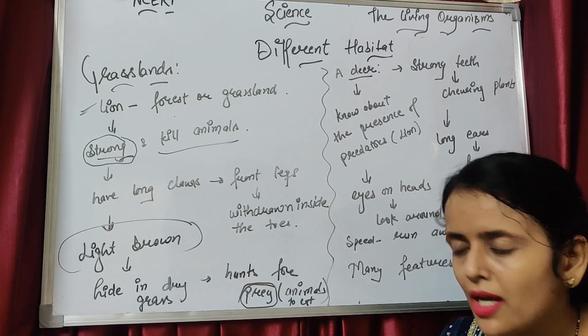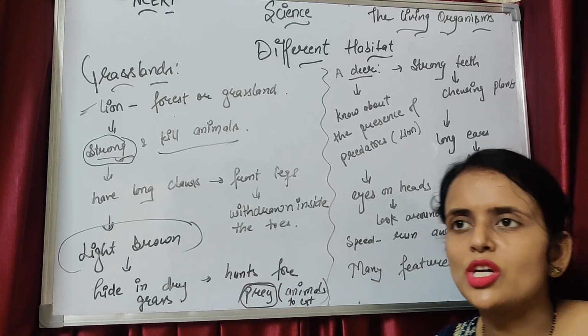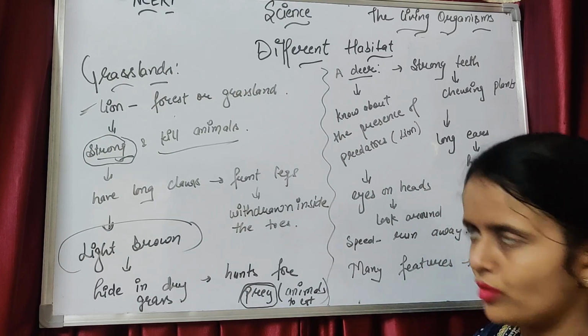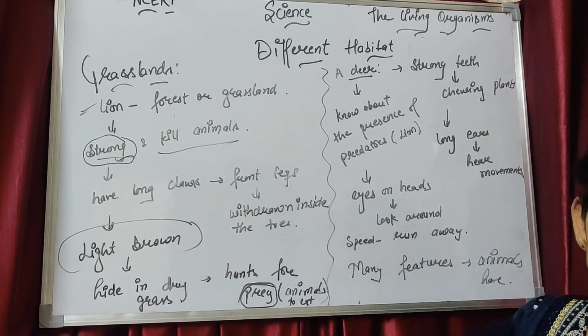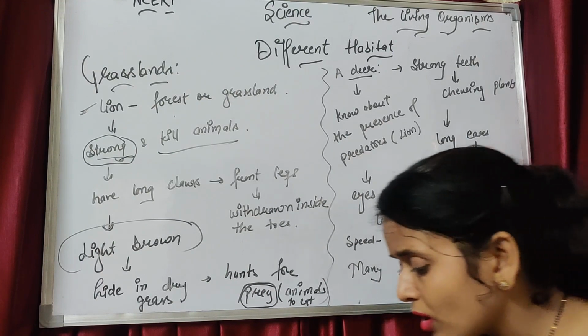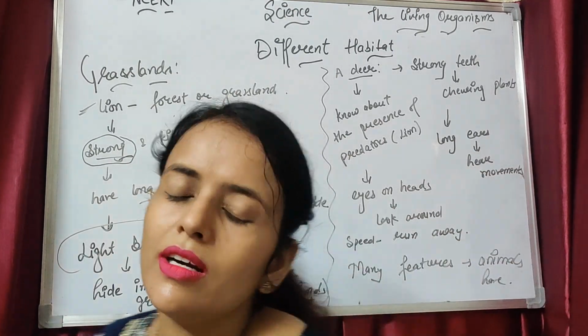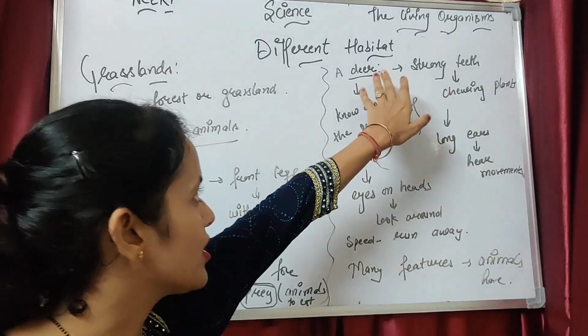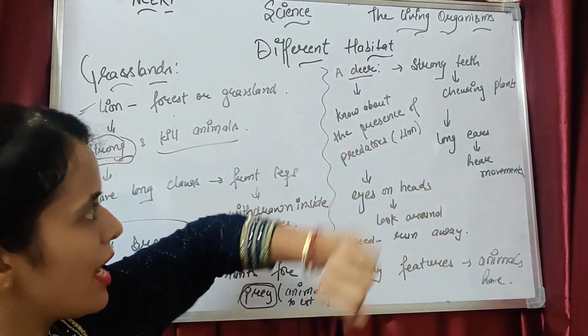And what is prey? Prey are those animals which are hunted by the lion for food. Yes, it is clear to all of you. Come to the next example, a deer. A deer is also an example of a grassland habitat. Deer also survive in the grassland habitat.